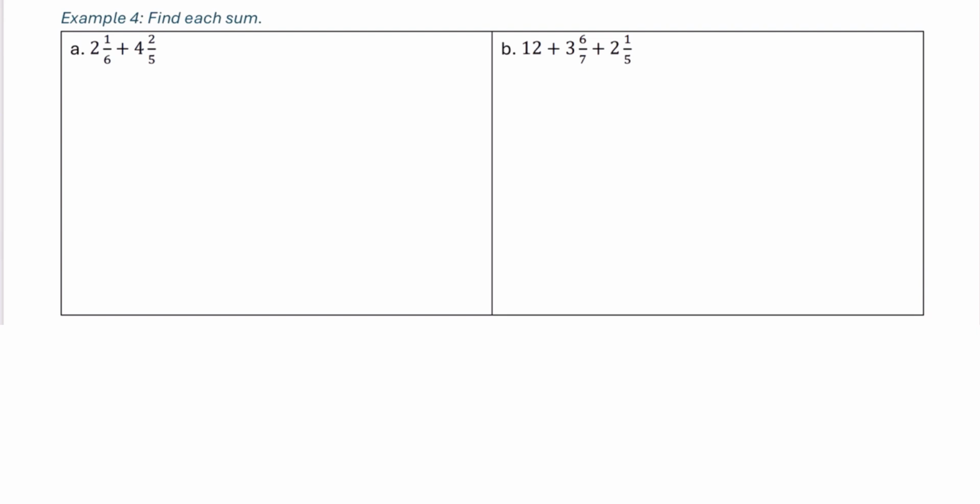It's best to start by rewriting these vertically. 2 1/6 plus 4 2/5. Right now we could add the whole numbers, but we can't add the fractions because they're not like fractions. We need a common denominator. So let's rewrite these using a common denominator.